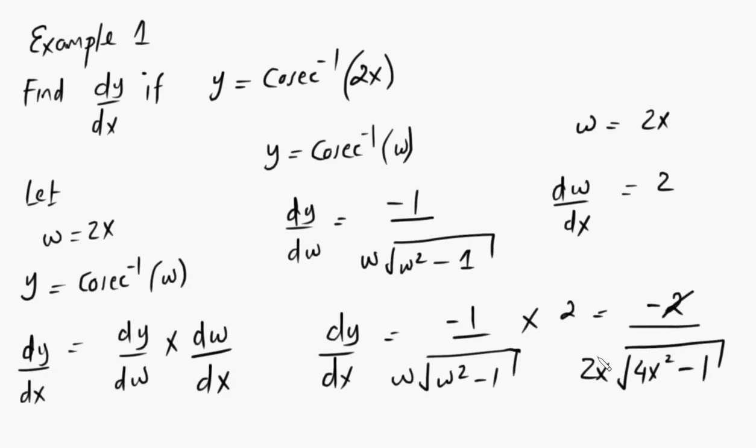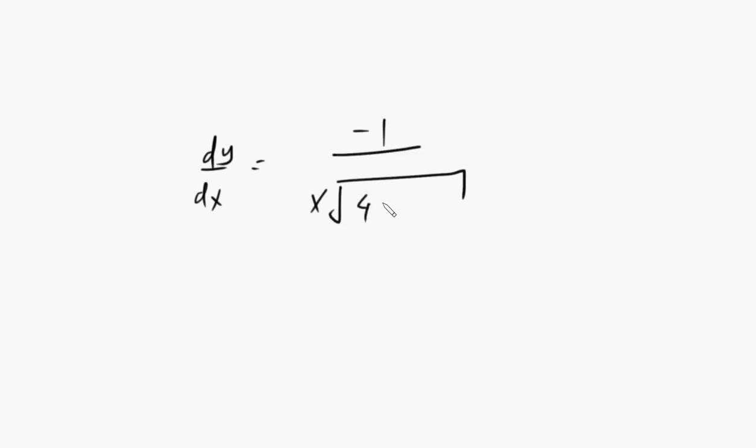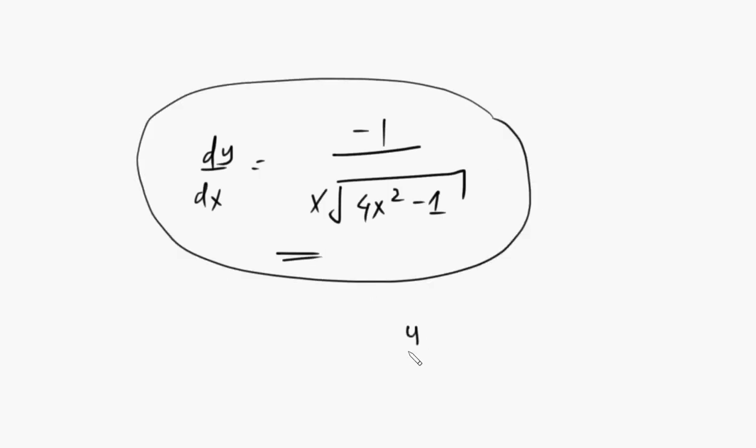So this one and this one, they go. So eventually now, my dy dx is just going to be equal to negative 1 over, I'm going to have my x there, times the square root of 4x squared minus 1. So this is dy dx when y is equal to cosec inverse of 2x. So this one is my dy dx.